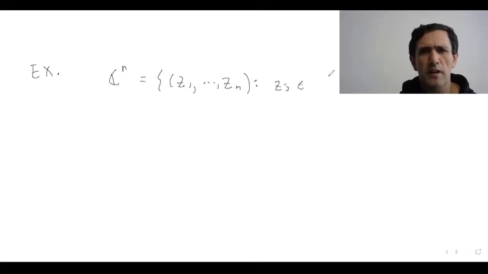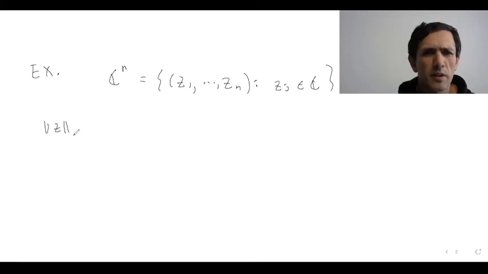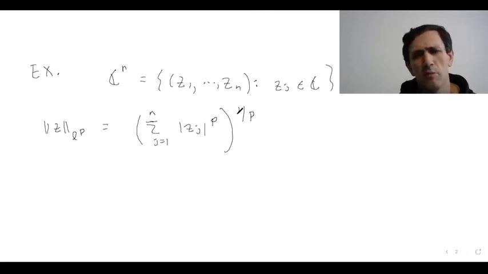is the set of all n-tuples of complex numbers. There are obviously a lot of norms we can give this, or we could do R^n. In general, for p strictly between 1 and infinity, we could give it the p norm. Let me call this L^p rather than p here. Obviously we know what this is: you just take the modulus of z_j raised to the p, sum it up, and bring it to the 1 over p.